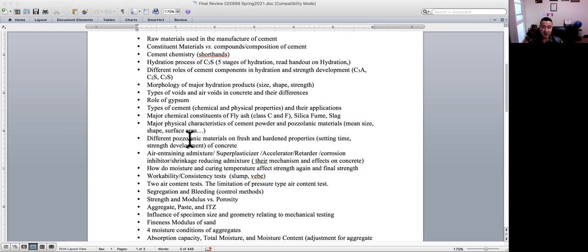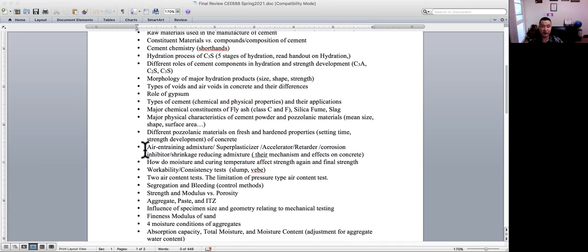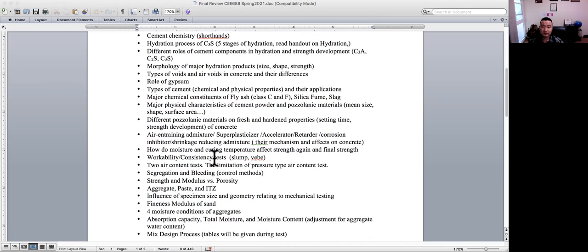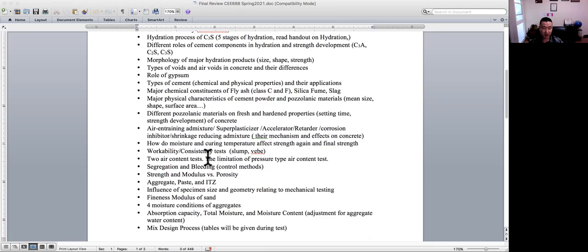And then chemical admixtures. We discussed air entraining agent, superplasticizer, accelerator, retarder, and so on. Not too much on corrosion inhibitors. You should know why and how these admixtures can work as they're supposed to. So that is chemical admixtures.